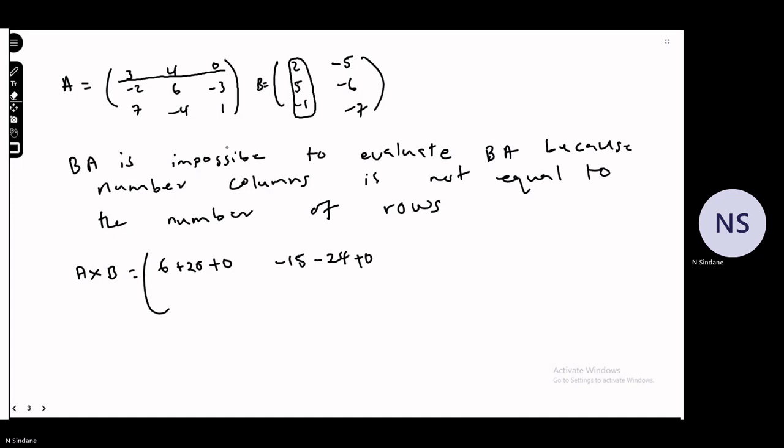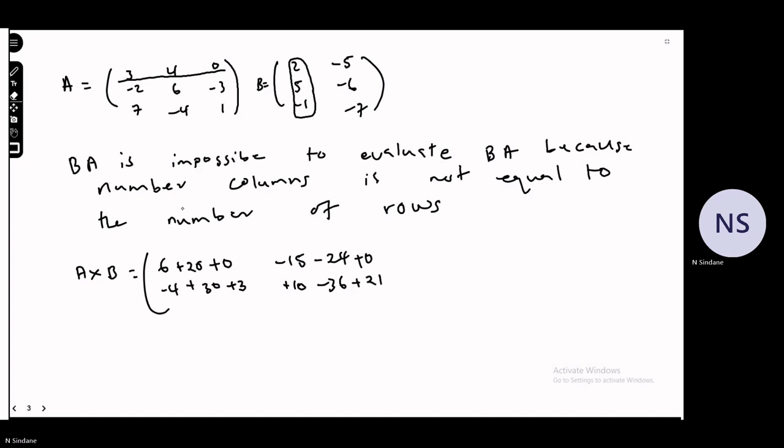Right? Then I'm coming to the second row. So I'm going to have negative 2 multiplied by 2, it's negative 4. 6 multiplied by 5 is plus 30. And then negative 3 multiplied by negative 1 is positive 3. And then negative 2 multiplied by negative 5 is positive 10. Then 6 multiplied by negative 6 is negative 36. Then negative 3 multiplied by negative 7, is it positive 21?